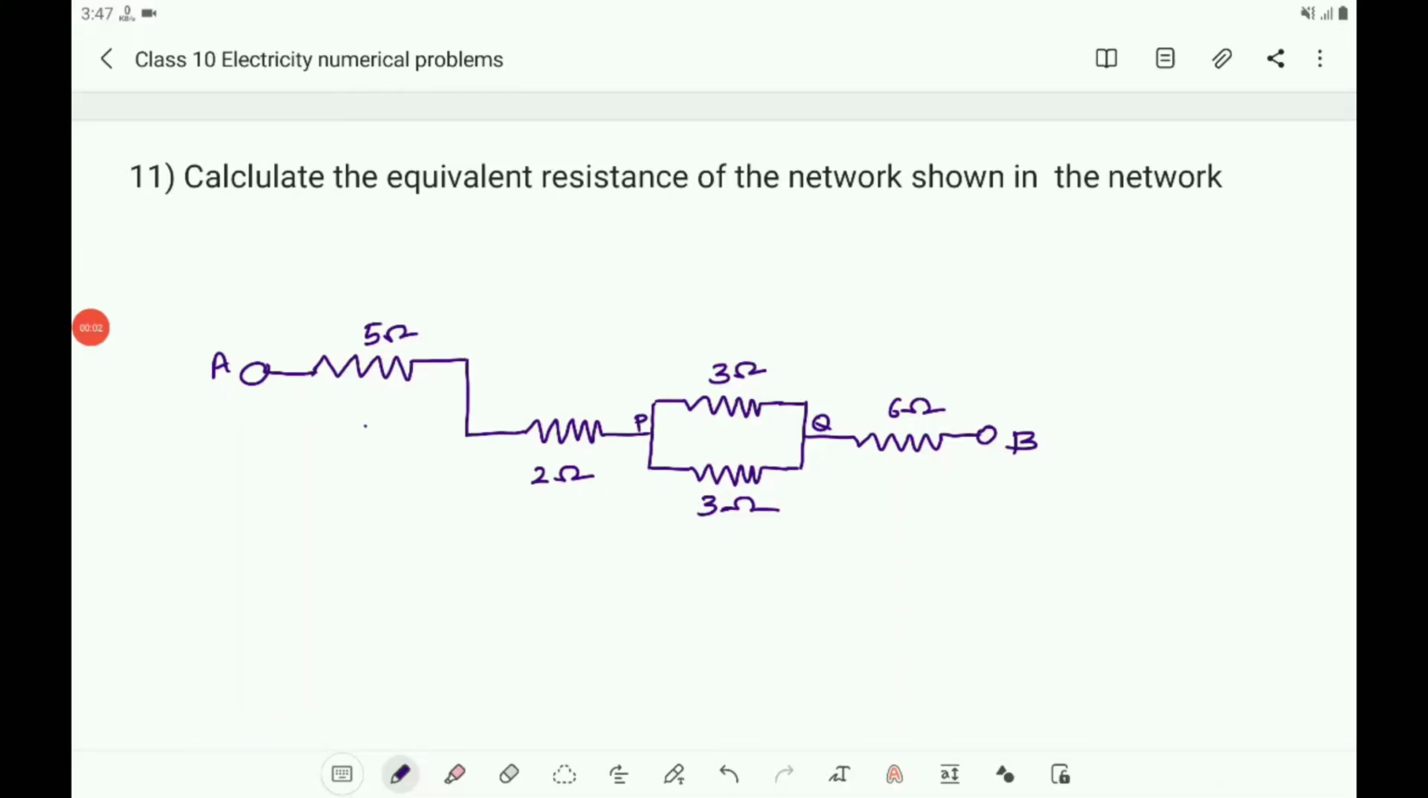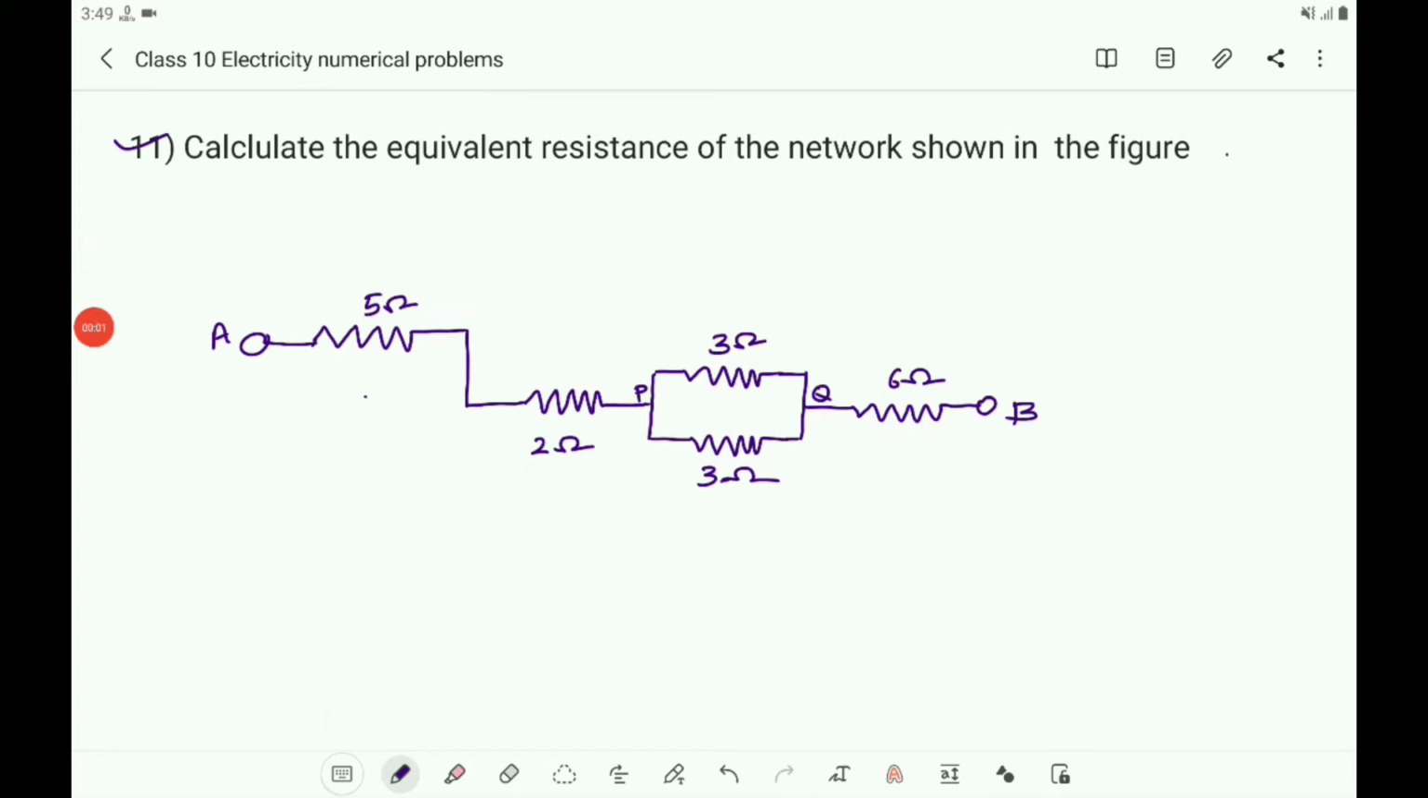Children, it is a continuation of the numerical problems in electricity. Now the question number 11. Calculate the equivalent resistance of the network shown in the figure. Here there are 5 resistors, and see the nature of the connection.